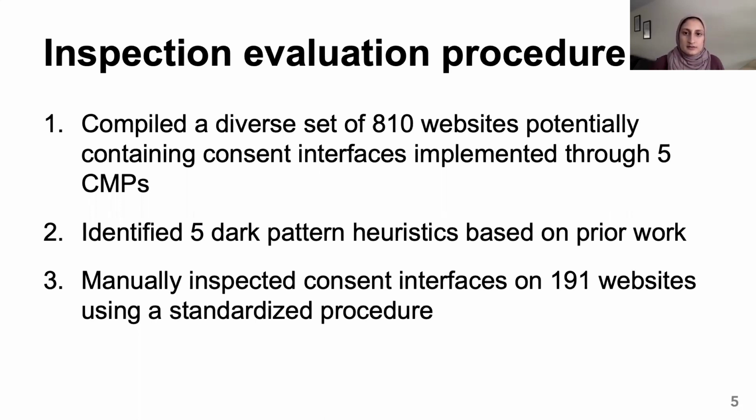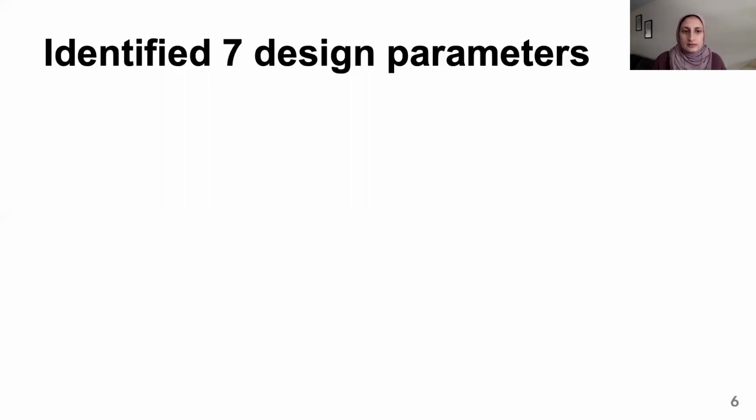The first phase of our evaluation focused on identifying design parameters that may be implementing dark patterns. We first compiled a diverse set of websites with CMP implemented consent interfaces and identified dark pattern heuristics from prior work. Next, we manually inspected around 200 of these websites using a standardized procedure. This helped us to identify 7 design parameters that we wanted to incorporate into our user study.